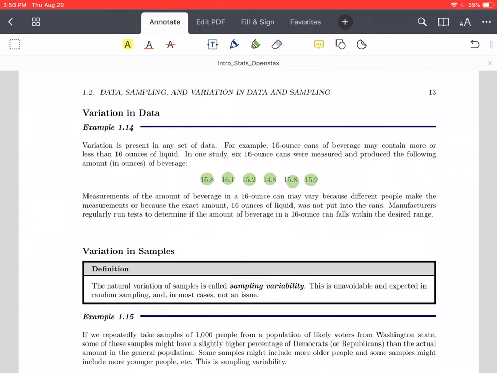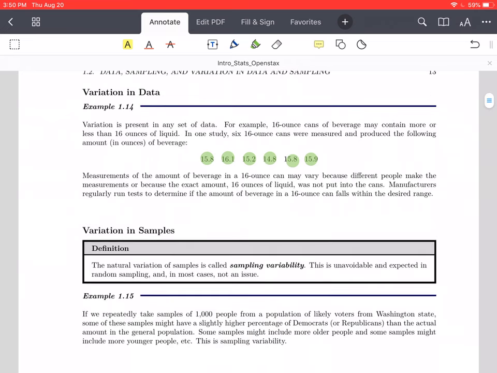So measurements of the amount of beverage may vary because different people make the measurements or because the exact amount was not put into the cans. Manufacturers regularly run tests to determine if the amount falls within the desired range. So manufacturers know this is going to happen, and they just say, let's try to minimize this. There's an acceptable range of ounces that are allowed within the cans.